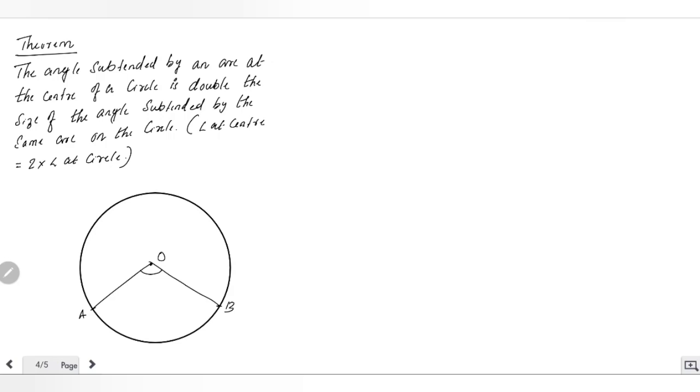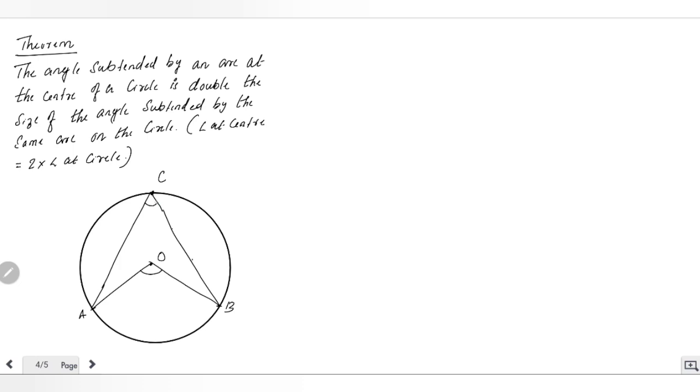This arc AB subtended at the center, the angle made by those points A and B at the center, is double the angle at the circle. The very same points A and B, and let me plot a point C here. So the very same points A and B, this time subtending on the circle. Did you see that? Like this.